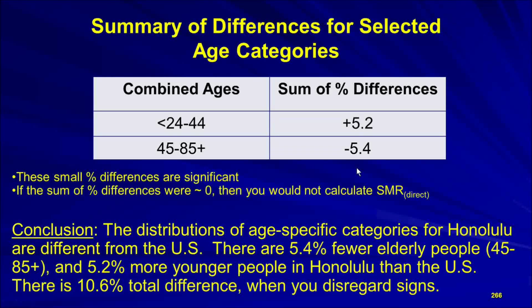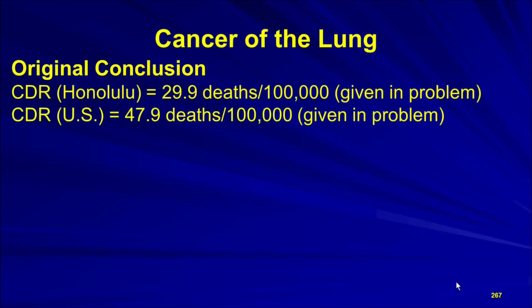Now let me see whether I can say this to you again, and I'm going to read to you down here because we're going to disregard the sign here. So we're going to disregard the plus, and we're going to disregard the minus, and you're going to see very quickly that there is a 10.6% total difference when you disregard the sign. So we have more younger people in Honolulu than in the U.S., and that's what I was trying to get across. And hopefully I've stated that well and you understand that. Okay, let's move to the next step.